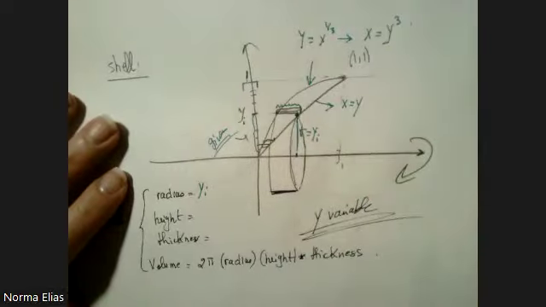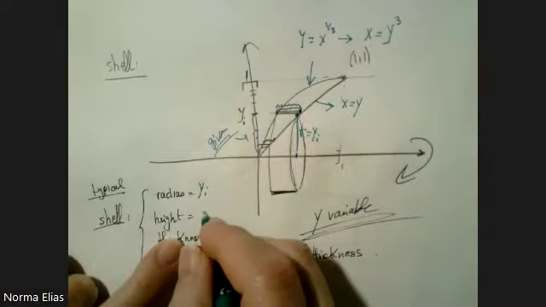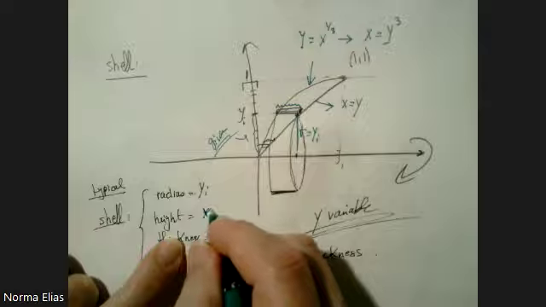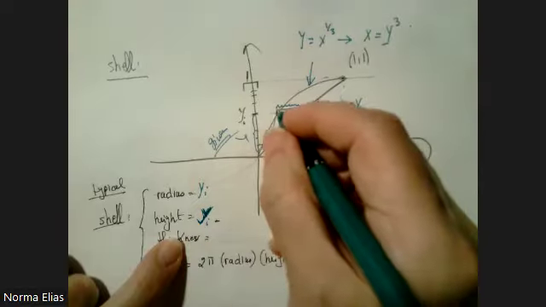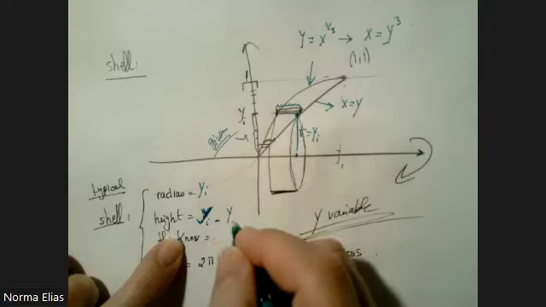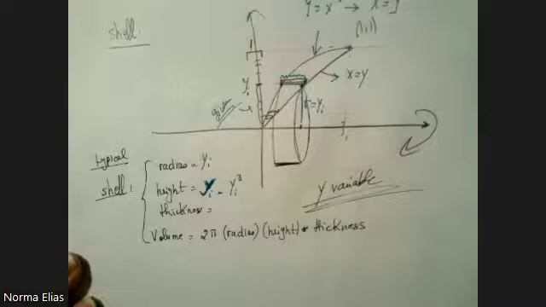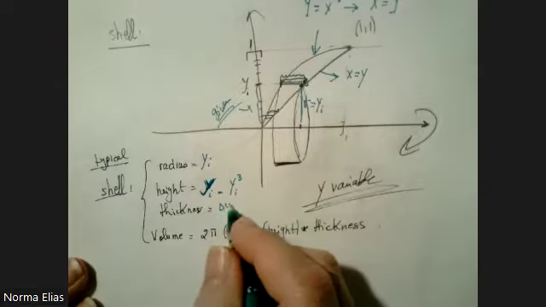Okay? So what is going to be the height? The right value minus the left. The right is y, the left is y cubed. Please, if you have any questions, make sure you ask. The thickness of the shell is this little bit of delta y.